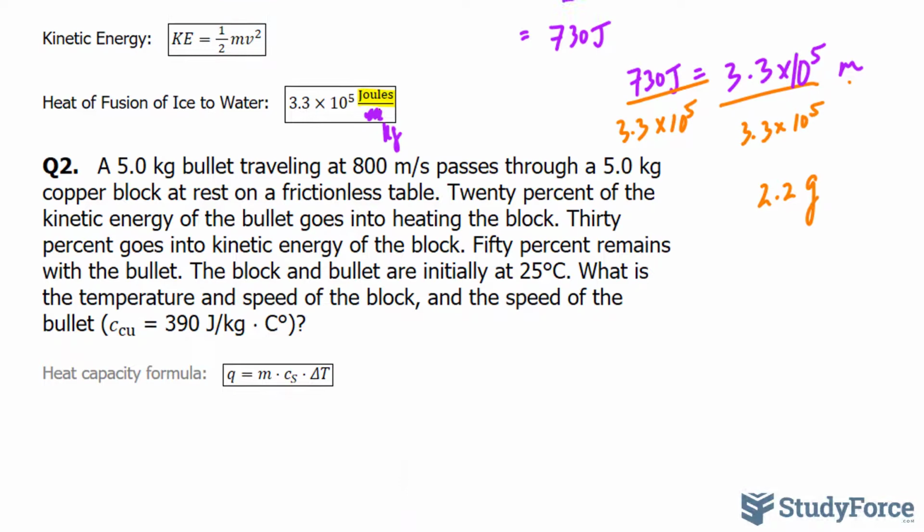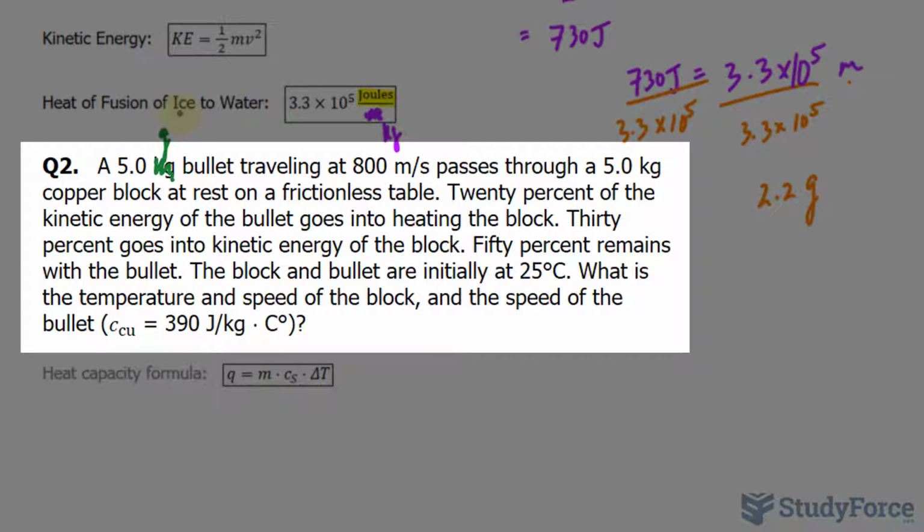Let's move on to question number 2. This should read grams. I've never seen a bullet that's 5.0 kilograms. A 5.0 gram bullet traveling at 800 meters per second passes through a 5.0 kilogram copper block at rest on a frictionless table. 20% of the kinetic energy of the bullet goes into heating the block. 30% goes into kinetic energy of the block, and 50% remains with the bullet. The block and bullet are initially 25 degrees Celsius. What is the temperature and speed of the block and the speed of the bullet?